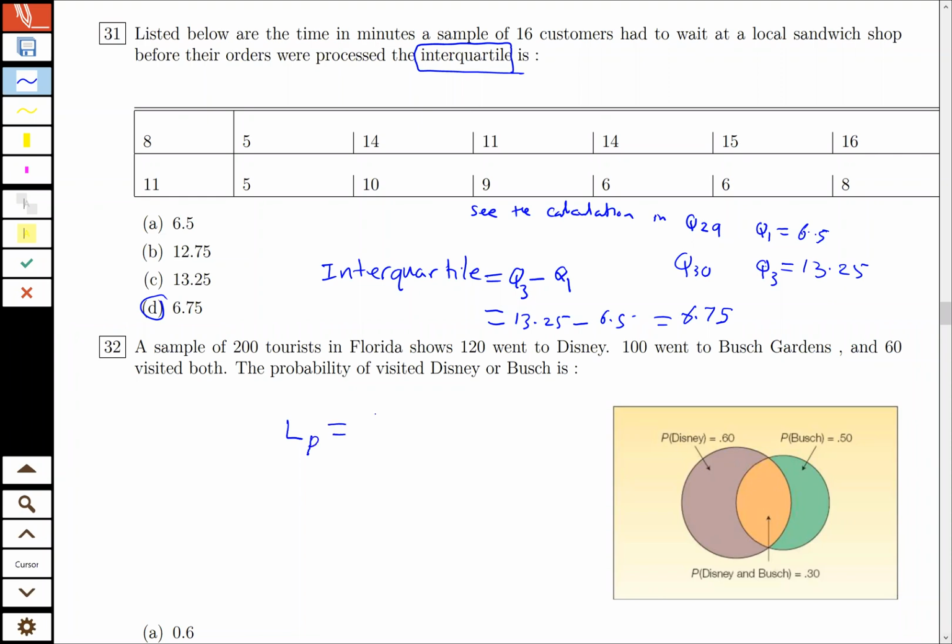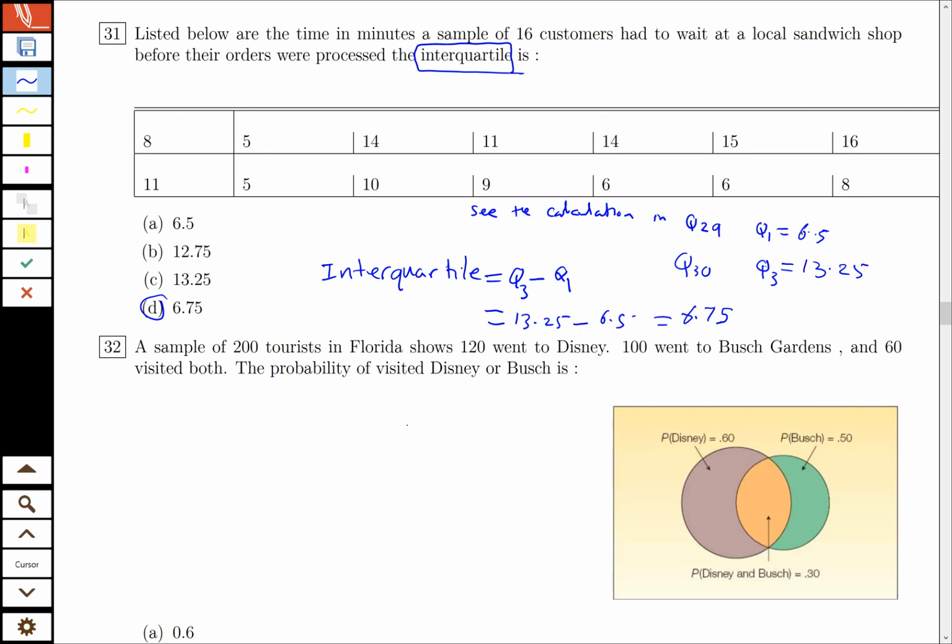L_P is equal to 1 plus n times the percent he wants divided by 100. So if he said L10, you replace here with 10. If he said 20, you replace here with 20, and so on. The most famous ones are the first quartile, the third quartile, and the interquartile range, which is the difference between them. Now we move to an important topic, which is probability.